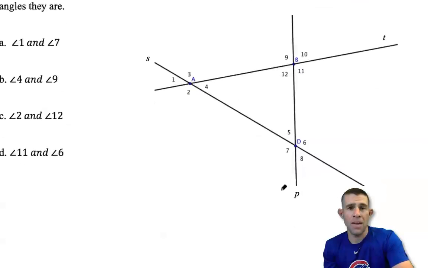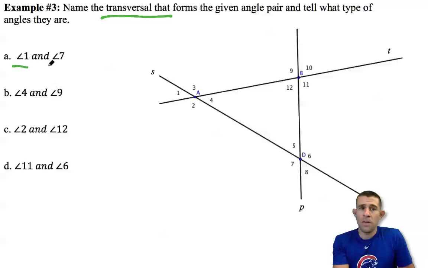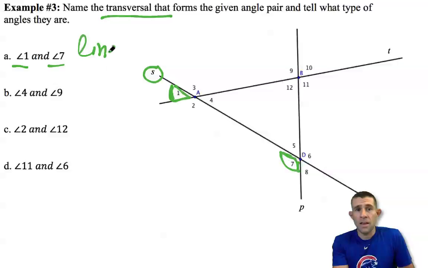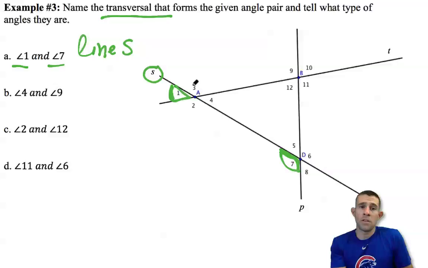Finally, example 3. Now we have 3 crisscrossing lines with a bunch of angles that are being formed. In this problem, we want you to name the transversal that forms a given pair and tell what type of angles they are. So for example, here's angle 1 and angle 7. Angle 1 is right here, and angle 7 is down here. The transversal is the line that touches both of those angles. So in that case, this is line S. So I'm going to say line S is my transversal, and angle 1 and 7, they are in a corresponding location. They're both to the left of the transversal and above their lines. So these guys are corresponding angles.